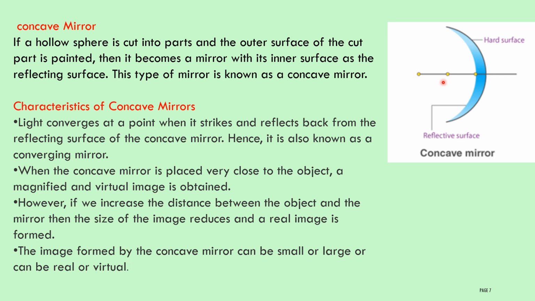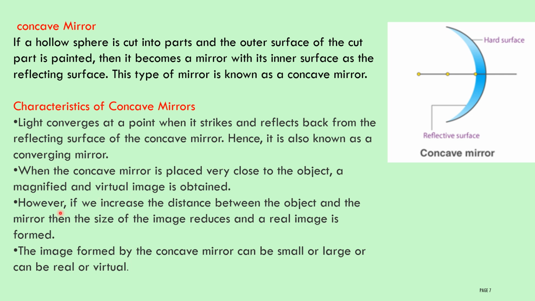After reflecting from the concave mirror, the parallel beam of light will meet at a single point, and at that point you get an image. This process we call converging, and this type of mirror we also call a converging mirror. When the concave mirror is placed very close to the object, a magnified and virtual image is obtained.